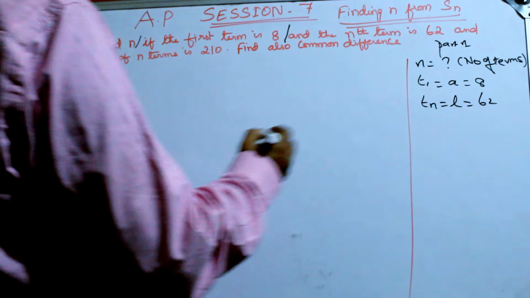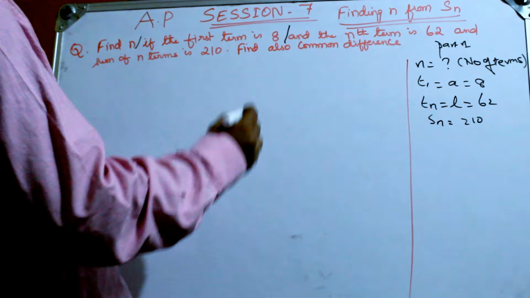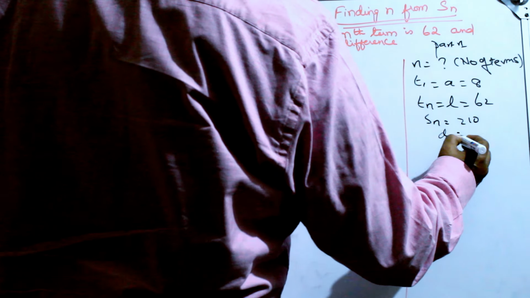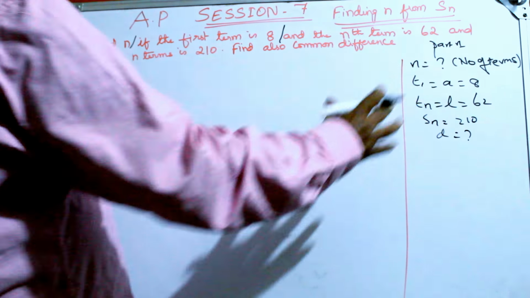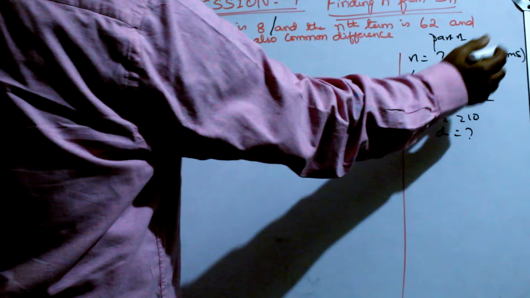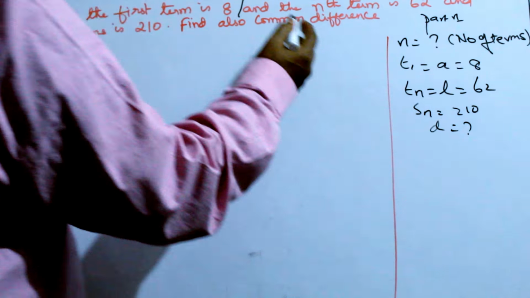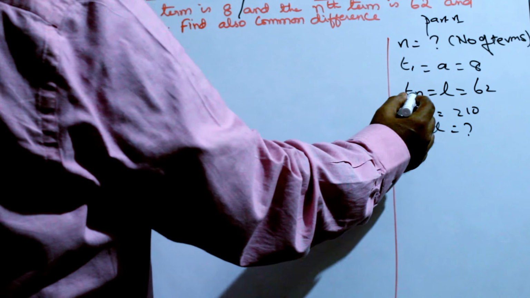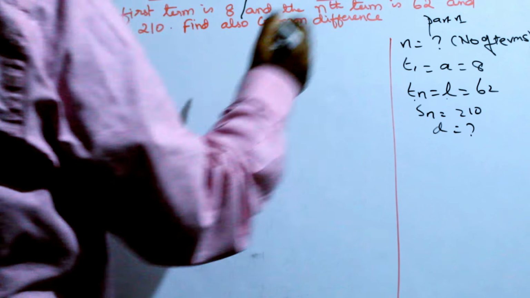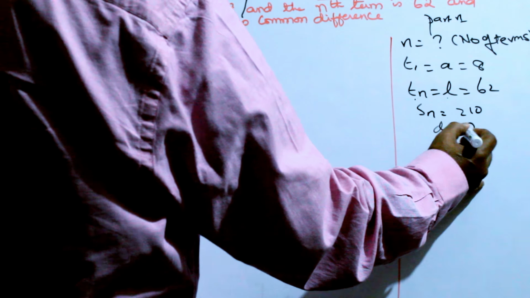And the sum of n terms, Sn, is equal to 210. In all these questions, you also have to find D equal to question mark. So part 1 is nothing but analyzing the problem. Find n means n equal to question mark. First term is 8 means A or T1 is 8. And the nth term is 62 means Tn, also called the last term, is 62. And the sum of n terms is 210. Find also the common difference.